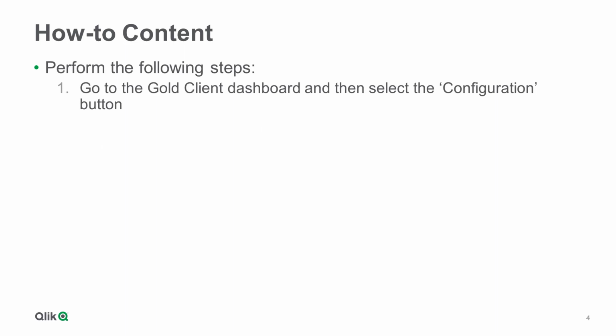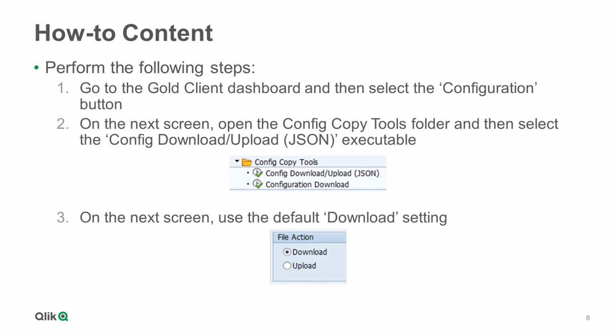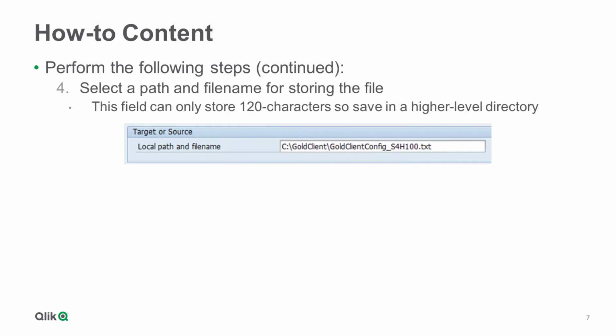Go to the Gold Client dashboard and select the Configuration button. On the next screen, open the Config Copy Tools folder and then select the Config Download Upload JSON executable. On the next screen, use the default download setting. Select a suitable path and file name for storing the file.